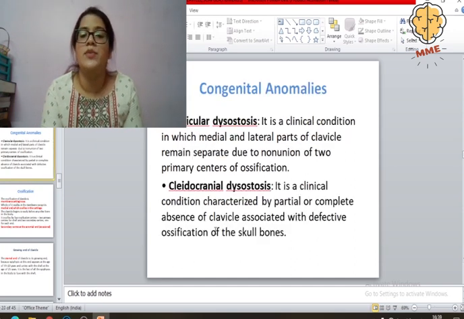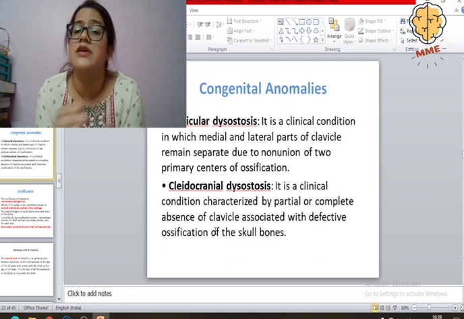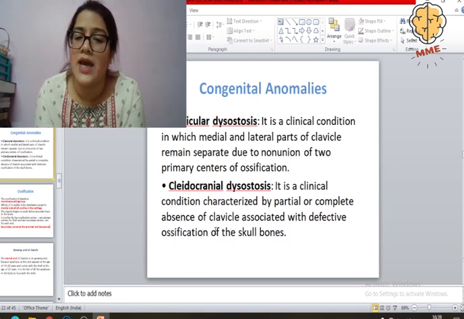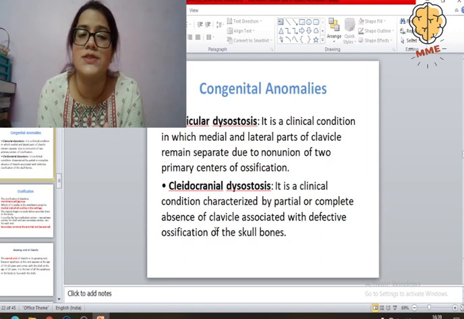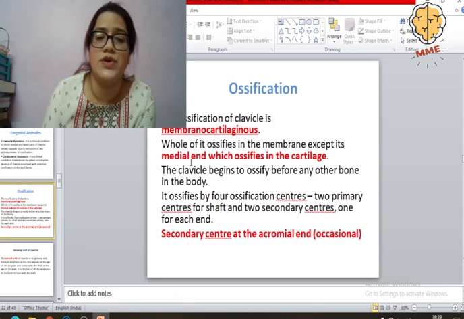Some congenital anomalies. Clavicular dysostosis. It is a clinical condition in which the medial and the lateral parts of the clavicle remain separate due to non-union of two primary centers of ossification. The medial and the lateral end of the clavicle remain separate because the primary centers of ossification do not unite, as is very evident. Cleidocranial dysostosis. It is a clinical condition characterized by partial or complete absence of clavicle associated with defective ossification of the skull bones. This is just for theory purpose.